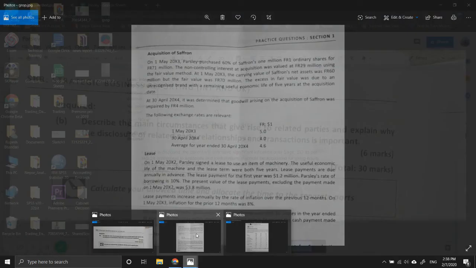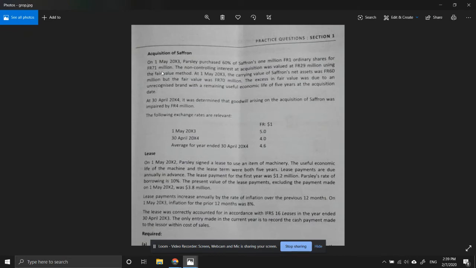So what we are required to find out is that on 1 May 20x3, Parsley purchased 60% of Saffron's 1 million FR1 ordinary shares. So it's francs, for 71 million. The non-controlling interest at acquisition was valued at 29 million using the fair value method. At 1st May 20x3, the carrying amount of the Saffron net assets was 60 million, but the fair value was 70. The remaining excess was due to an unrecognized brand, a brand with a limited life. That means amortization, as per IAS 38.